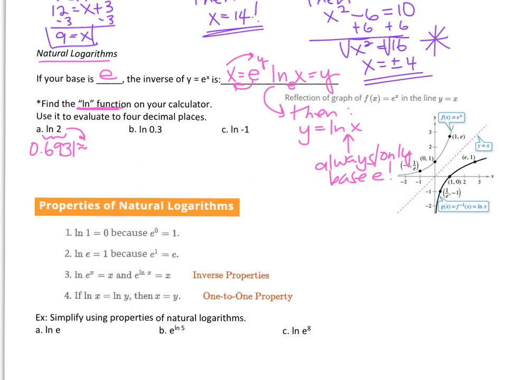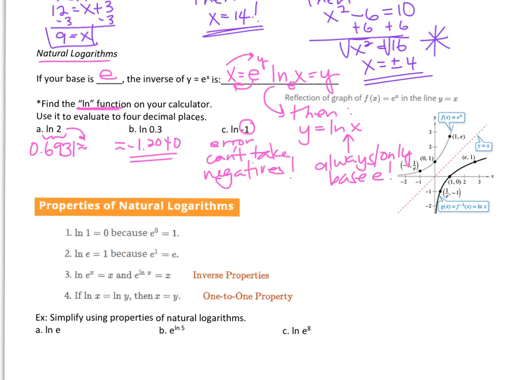ln of 0.3 is going to be even smaller. This is actually going to be a negative answer. So here's the thing, you guys. You can get a negative answer for an ln expression. We just can't take the ln of a negative number. So negative 1.2040 is a valid solution. But in example C, ln of negative 1, if you try typing that in, again, we get an error because of the negative. Remember that we can't take the ln of a negative number. Can't take negatives.